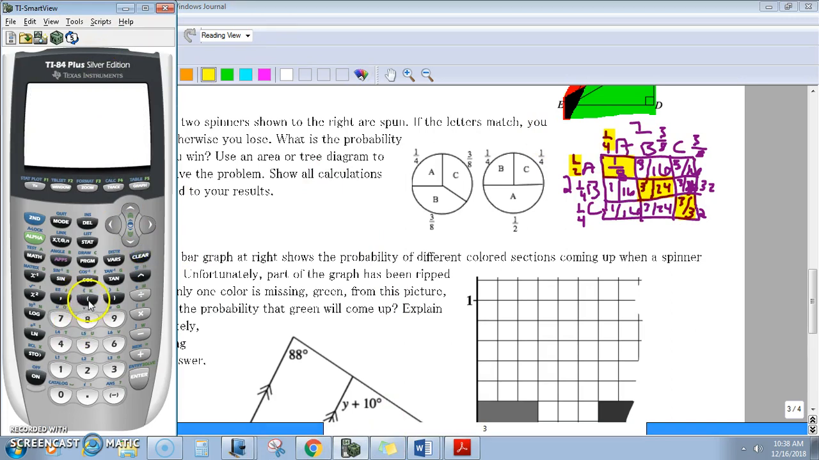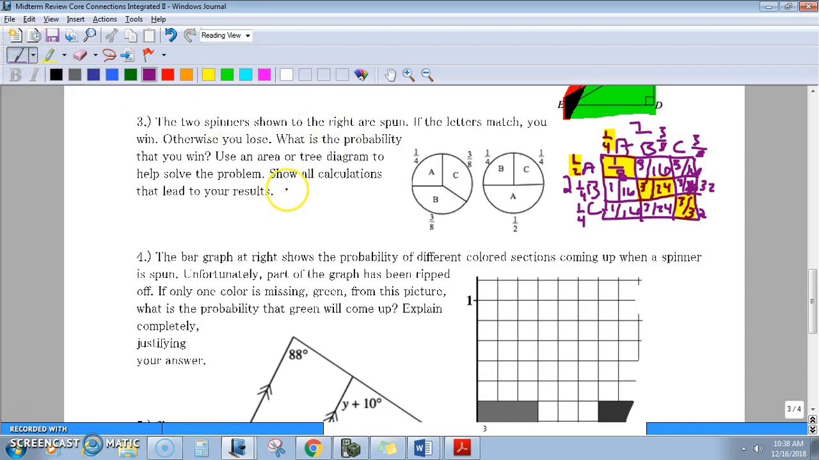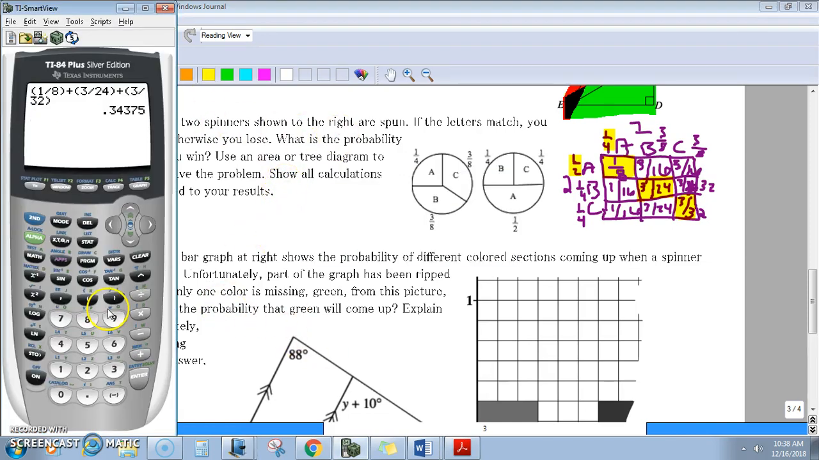Now don't forget how to use your calculator. So I'm going to put AA is 1/8 plus the probability of BB is 3/24, and plus the probability of CC is 3/32. Okay. Now don't forget you can also turn this back into a fraction. Well, you can add them all up, and if you multiply by 100, that'll give you your percent. So the percent probability is times 100.